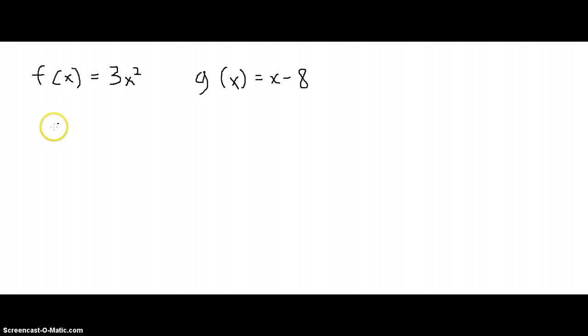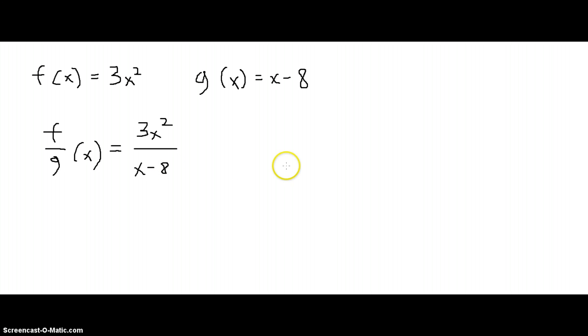We put f over g, times x, equals, and now this is the easiest part, just 3x squared over x minus 8, f over g. So far, this is the division of functions. This is easy. That's what our problem looks like.